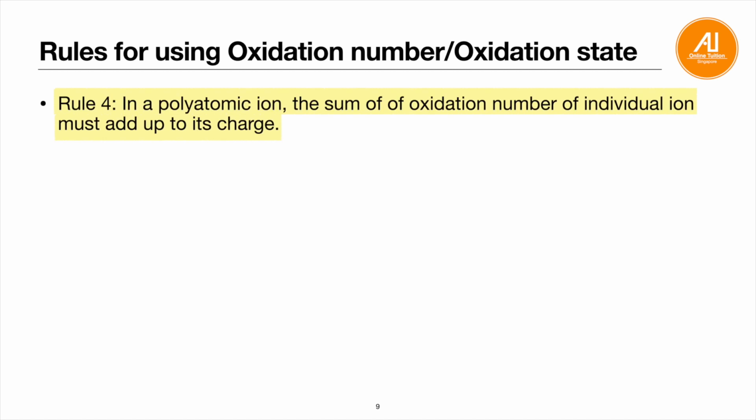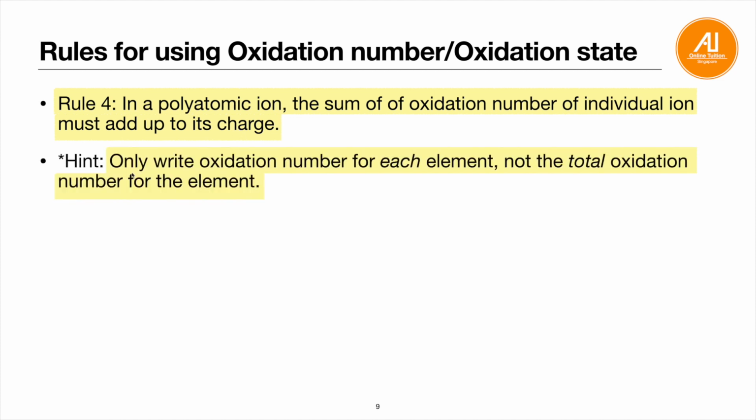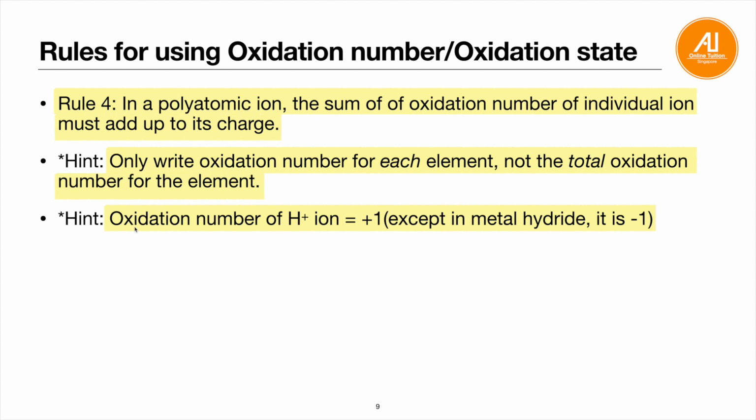moving on. The last rule. Okay, rule number 4. In a polyatomic ion, right, the sum of the oxidation numbers of the individual ions must add up to its charge. Okay, what does this mean? Only write the oxidation number for each element, not the oxidation number for the element itself. Okay, and then before that, there are a few rules.